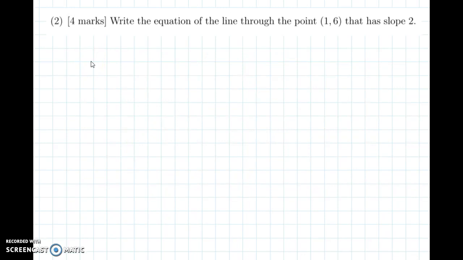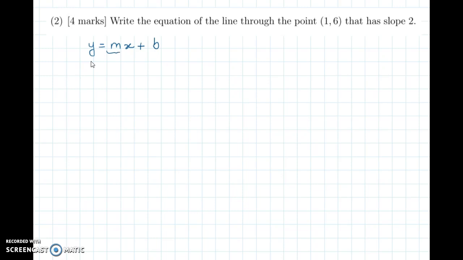We are ready to move to question 2. We want to write the equation of the line through the point 1, 6, and that has slope 2. If we want to write the equation of the line, the way we usually write equations of lines is y equals mx plus b. This is the slope-intercept form.